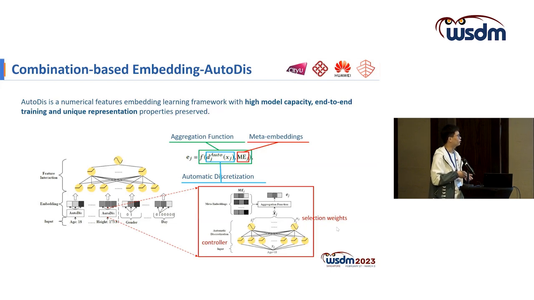The second one is a differentiable automatic discretization module. It acts as a controller to capture the correlation between each numerical feature and the meta embeddings. This controller will feed the numerical feature into the MLP and then output the selection weights. Based on the selection weights, an aggregation function module is leveraged to merge the meta embeddings with the selection weights and then output the final representation for each numerical feature.